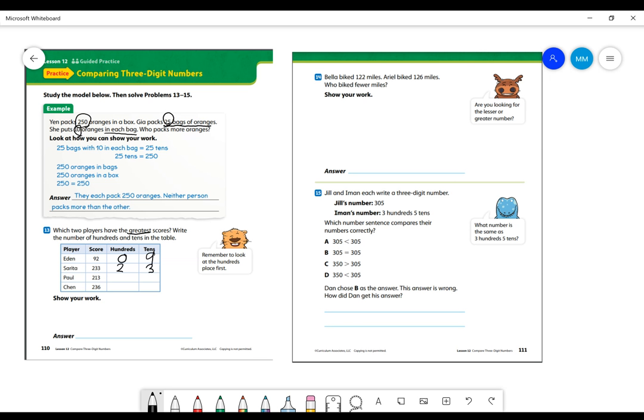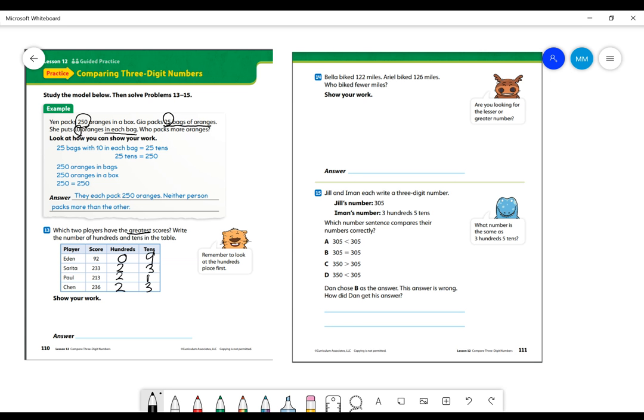Paul had a score of 213. Paul had how many hundreds? 2 hundreds and how many tens? 1 ten. Chen had a score of 236. How many hundreds in 236? 2 hundreds. And how many tens? 3 tens.